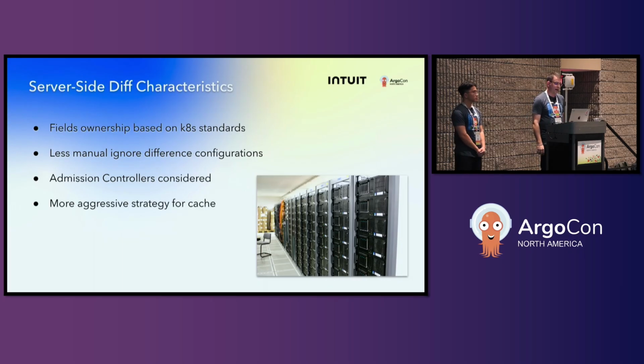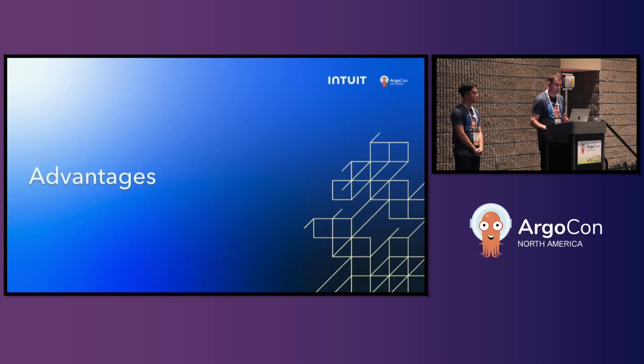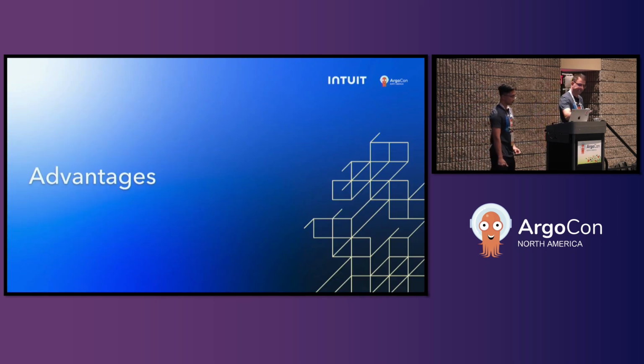And we have a more aggressive strategy for caching, which is a requirement because now we're sending those requests out of the Argo CD controller to kubeAPI, so we need to have a little bit more aggressive cache. And with that, I pass to Peter, who's going to continue. Thanks, Leo. So I'll be going over advantages and why you would want to use server-side diff.